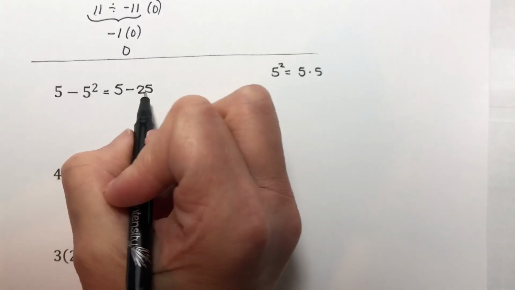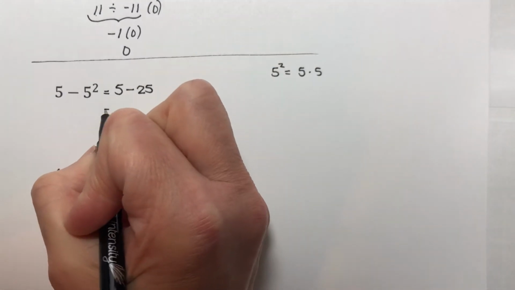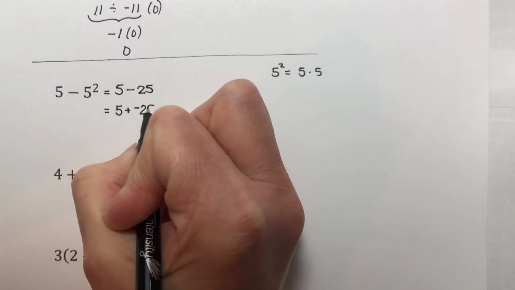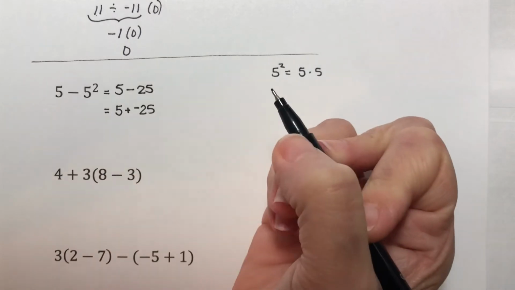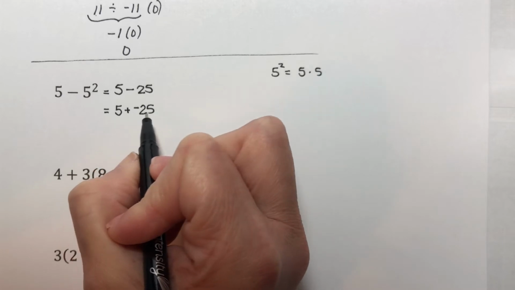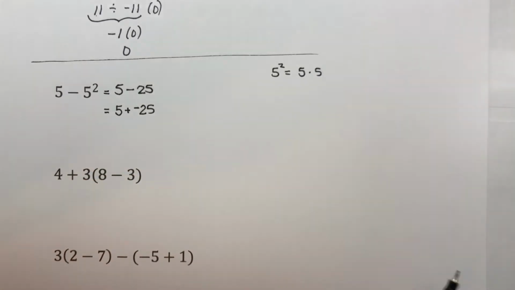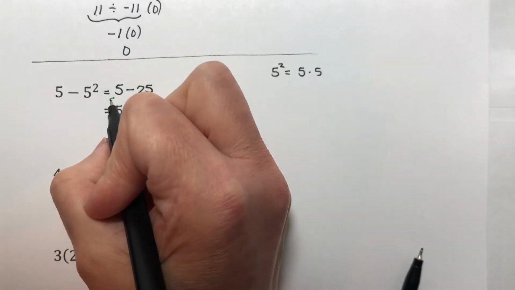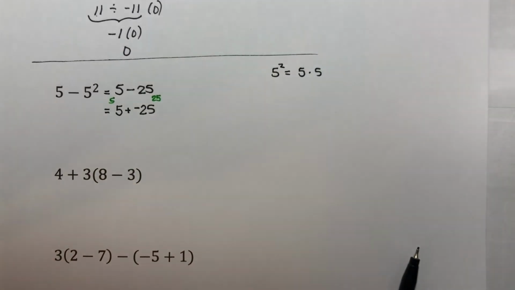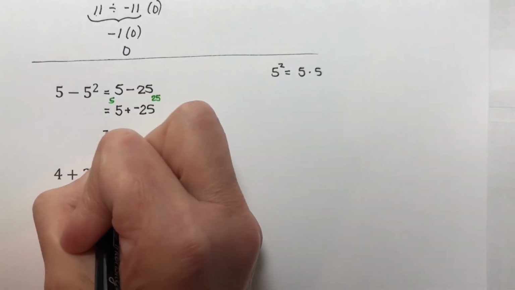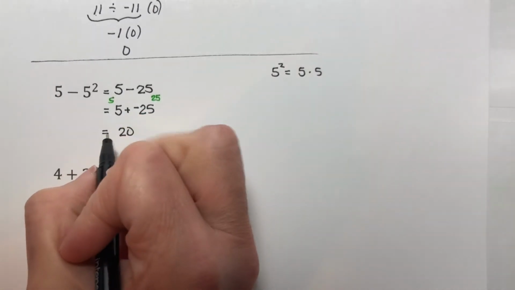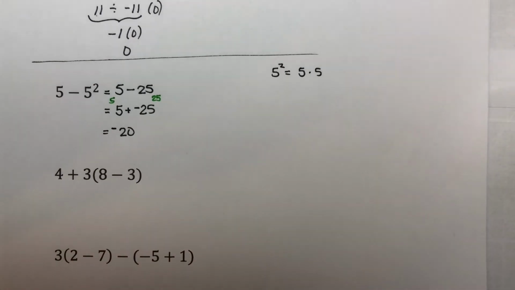Now I need to take care of the subtraction because that's the only operation I have left. So I change this to 5 plus negative 25. Change it to an addition of the opposite. Now these two, it's an addition with opposite signs. So we're going to end up subtracting the absolute values. The absolute value of 5 is 5. The absolute value of negative 25 is positive 25. 25 minus 5 is 20. The larger absolute value was negative, so my answer is negative 20.